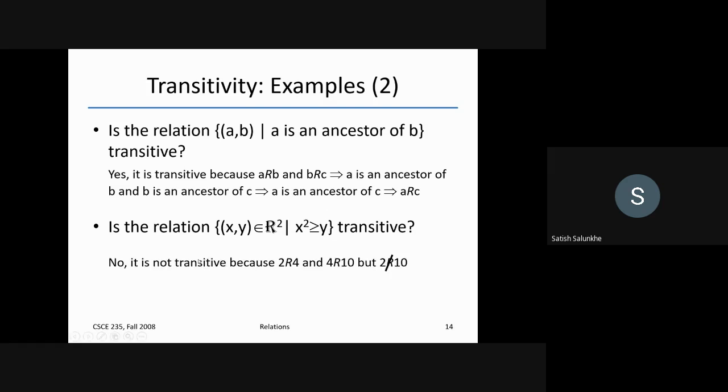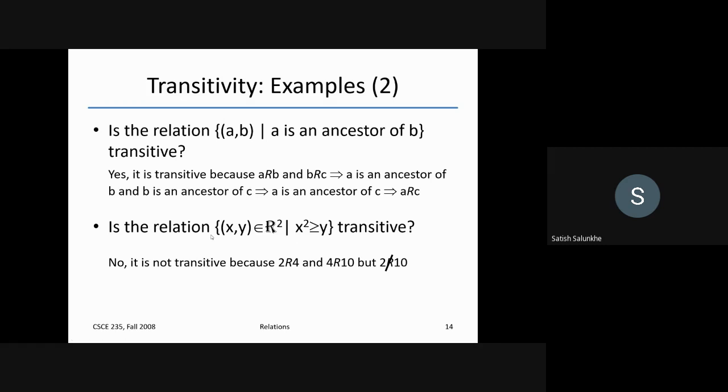No. One counter example: 2 is related to 4, because 2 square is 4, and 4 is greater than or equal to 4. This is absolutely right. Take 4 related to 10. Now what is 4 related to 10? That is 4 square, that is 16, and 16 is greater than 10. But is 2 related to 10? You do have (x, y) belongs to R, (y, z) belongs to R, but (x, z) does not hold that property. Is 2 related to 10? No, because 2 square is 4, and 4 is not greater than or equal to 10. Therefore this relation does not hold the transitive property.